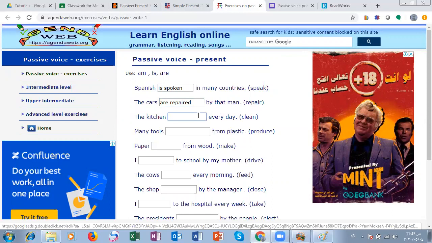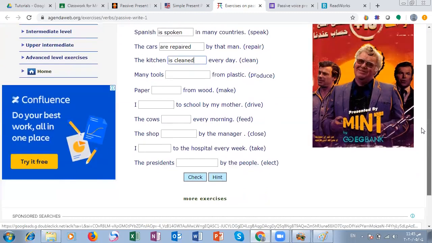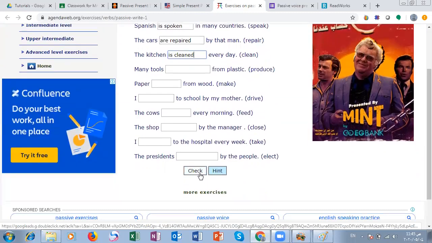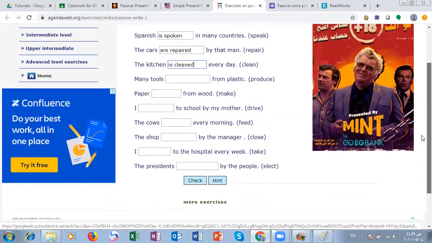Let's check the kitchen. Every day, clean. The kitchen is singular, so we need "is". The past participle of clean is cleaned. So the kitchen is cleaned every day. So now you can do all the sheet. Let's check. I only answered 3 sentences. Let's check them.